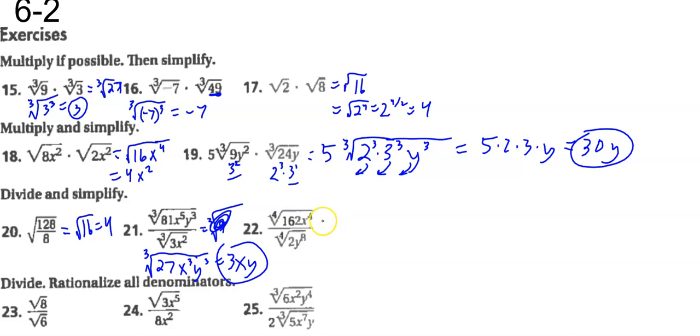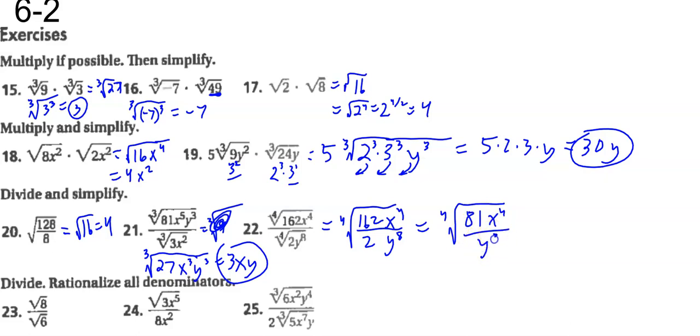This one, again, simplify the fraction there. Maybe I'm not showing enough work, but I'm saying the fraction 162 over 2, and then you have the x to the fourth over y to the eighth. So 162 over 2 will certainly simplify here. So this will be the fourth root of, that's 81. Oh, I like that better already. 81x to the fourth over y to the eighth.